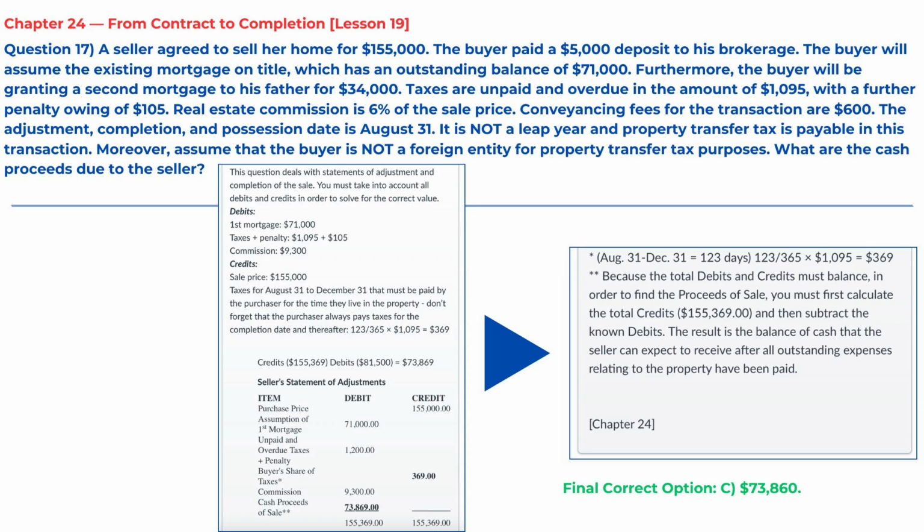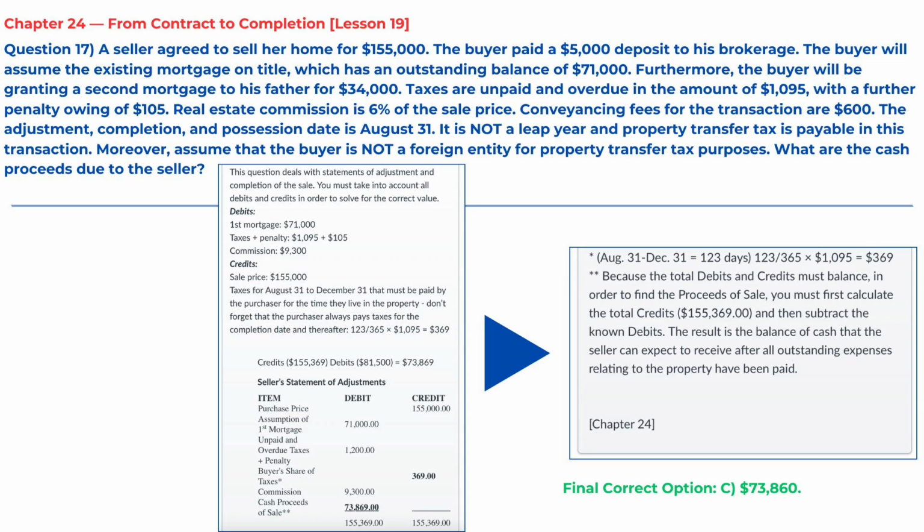Commission, $9,300. Credits: sale price, $155,000. Taxes for August 31st to December 31st that must be paid by the purchaser for the time they live in the property. Don't forget that the purchaser always pays taxes for the completion date and thereafter. 123 days divided by 365 days times $1,095 equals $369.